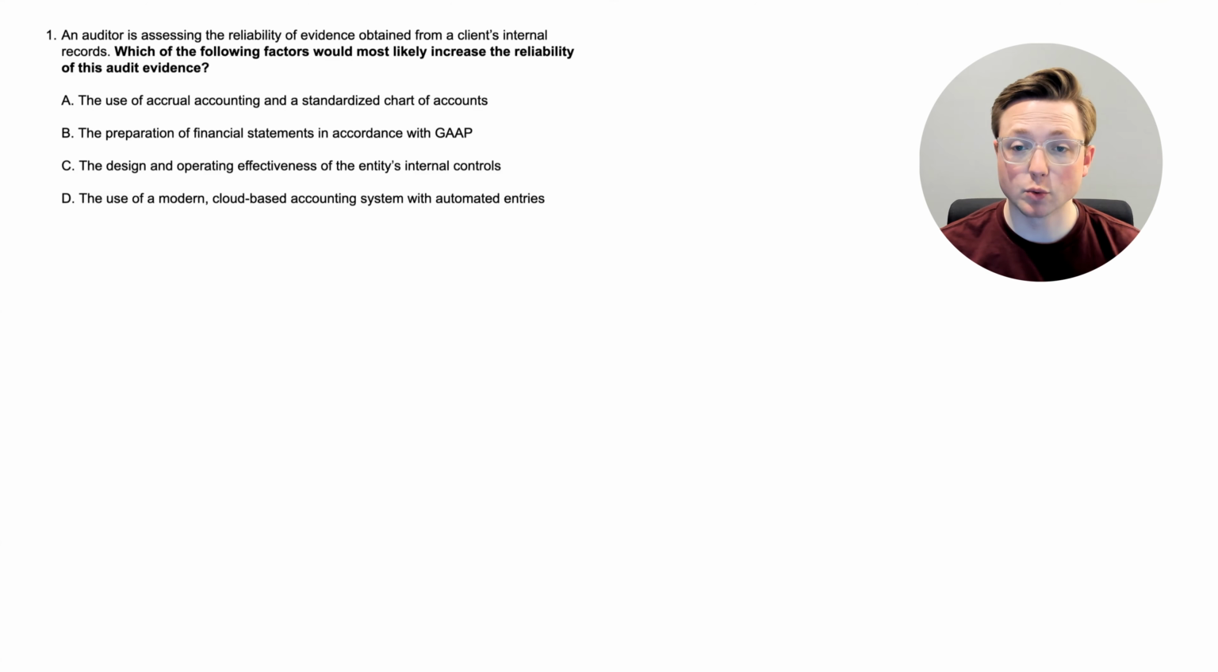Which of the following factors would most likely increase the reliability of this audit evidence? Let's go up to the top. An auditor is assessing the reliability of evidence obtained from a client's internal records. So again, which of the following factors would most likely increase the reliability of this audit evidence? So let's go through the options. Option A, the use of accrual accounting and a standardized chart of accounts. Option B, the preparation of financial statements in accordance with GAAP. Option C, the design and operating effectiveness of the entity's internal controls. Or option D, the use of a modern cloud-based accounting system with automated entries.